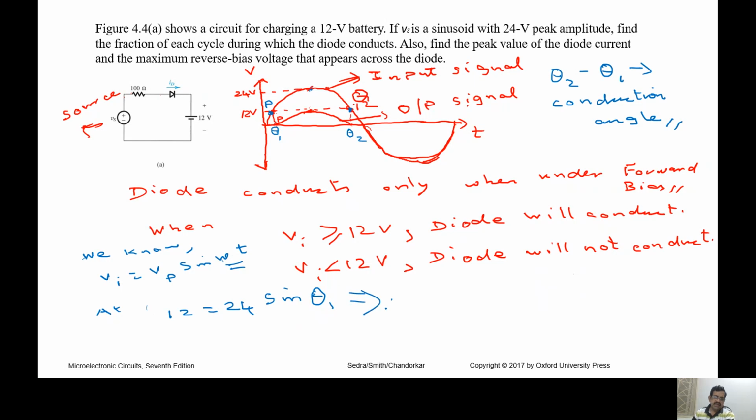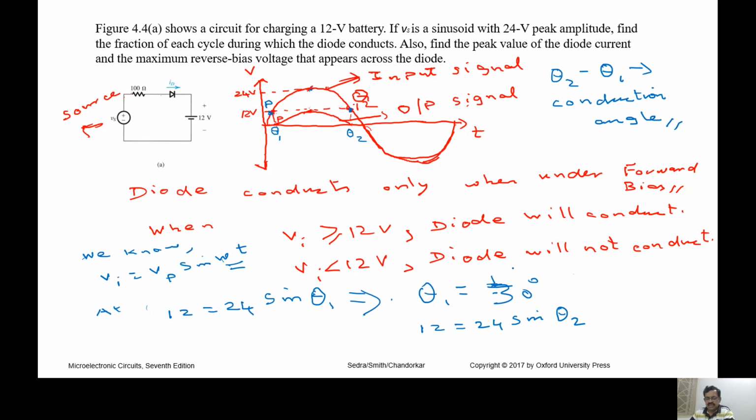So if you look here, theta 1 will be equivalent to 30 degree, because that is the input, right? So theta 1 is 30 degree. What about theta 2? Theta 2 will again be 12 volt. So again I should write 12 equal to 24 sine theta 2.